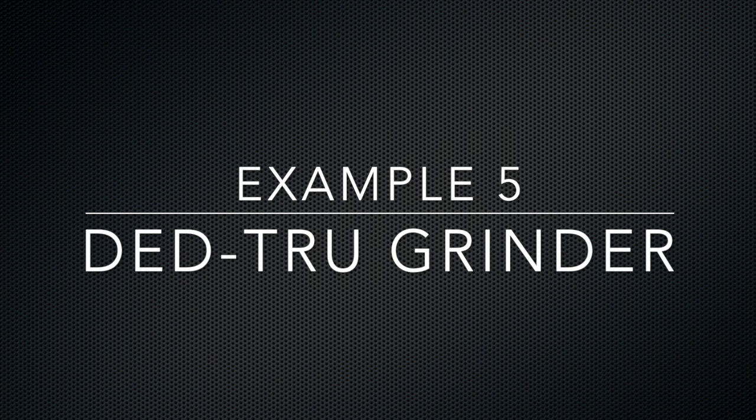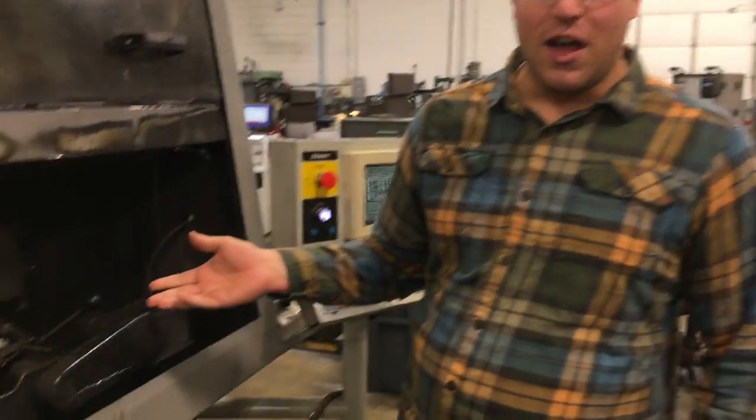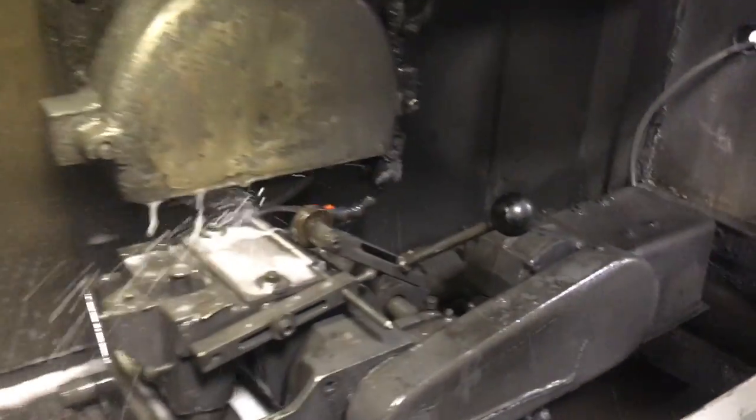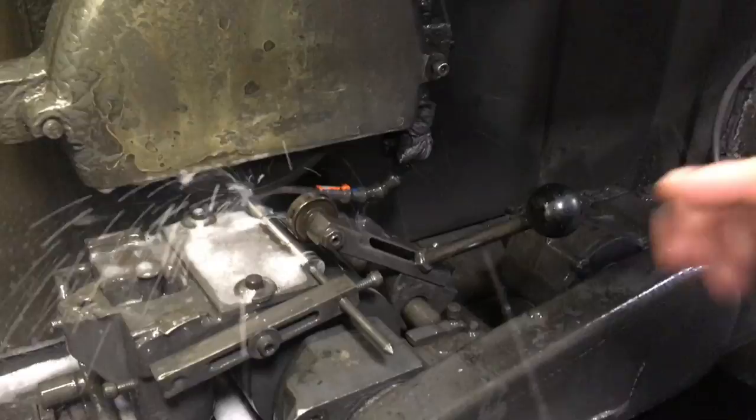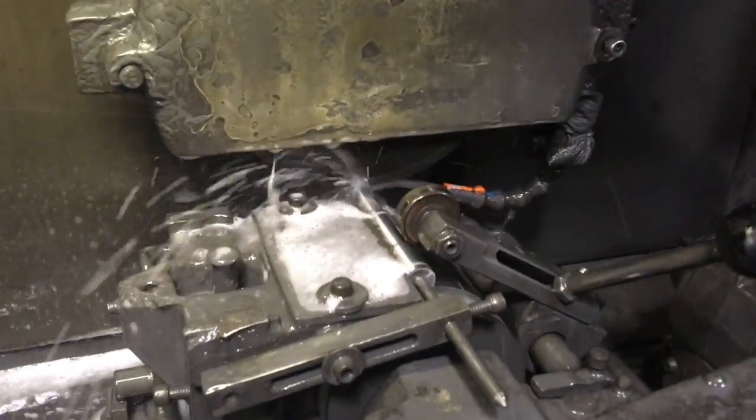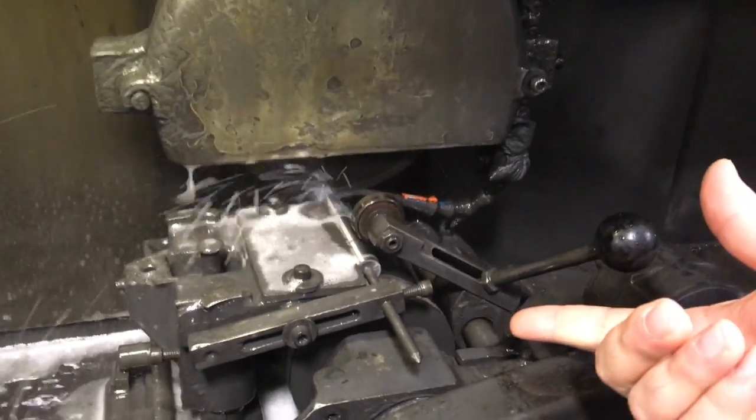Example 5, dead screw grinder. Hey, this is Andrew Stefanowski here again. So we're here with a dead screw unit. So what's happening here is there's a cylindrical workpiece that is being rotated by a regulating wheel.